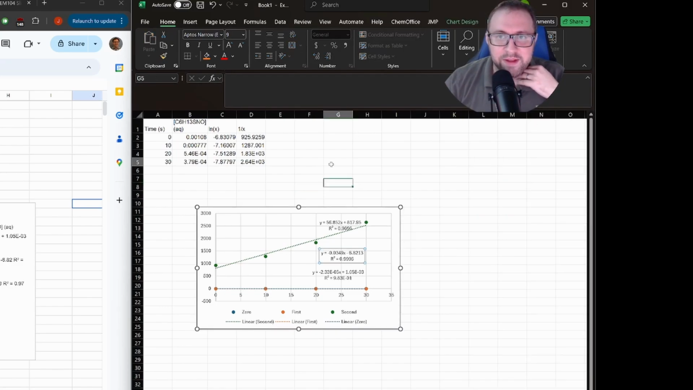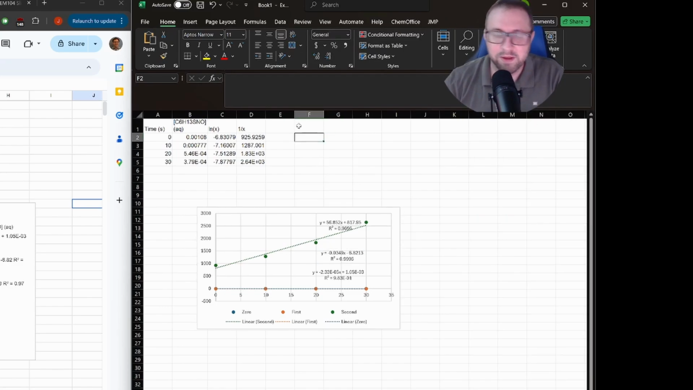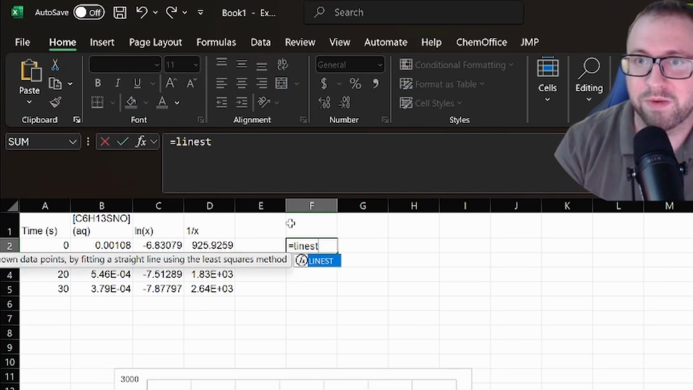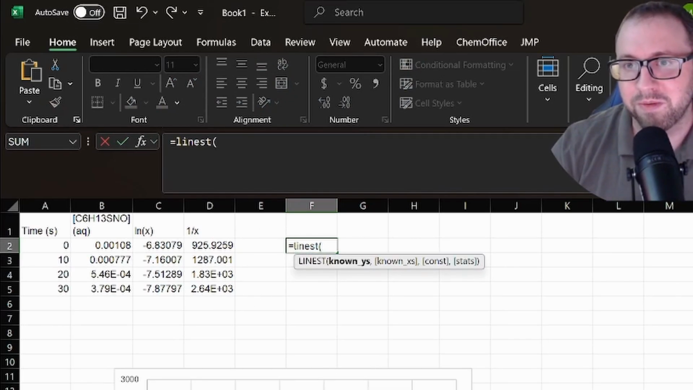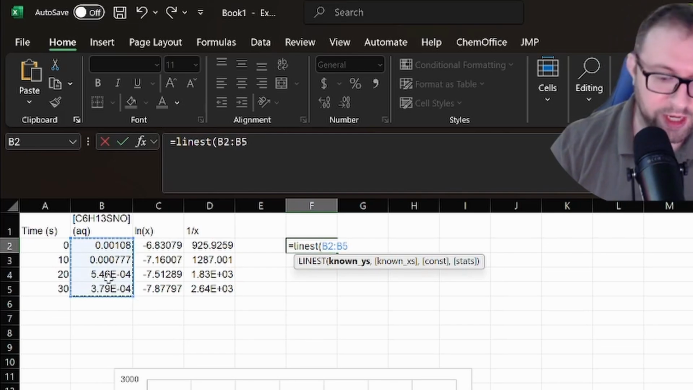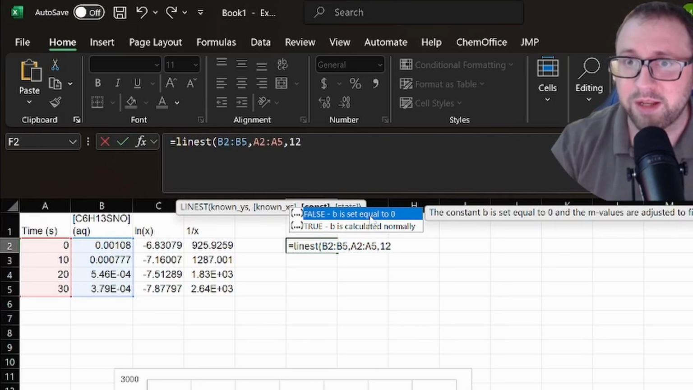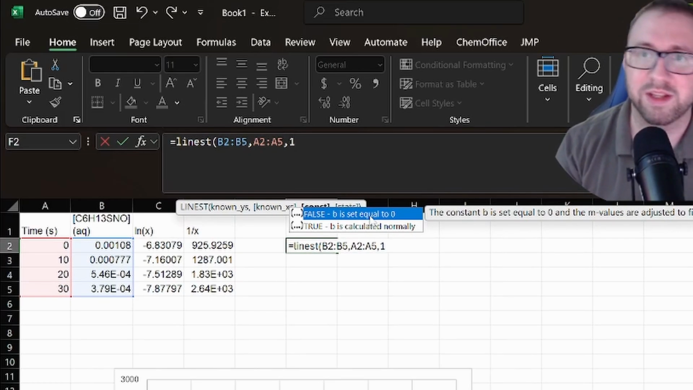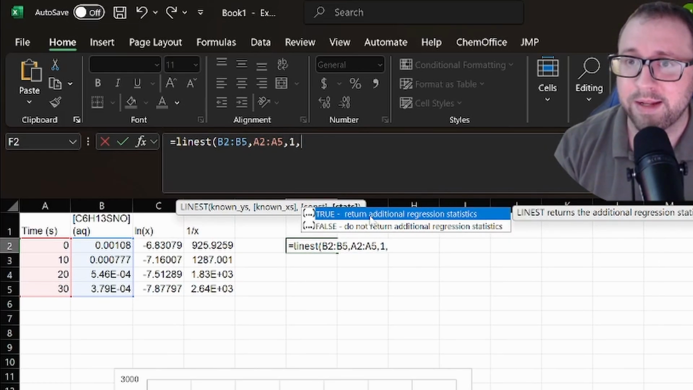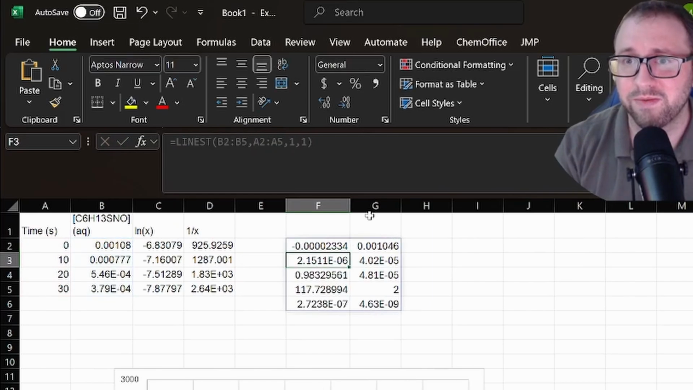All right, so now we have this data. Another way you could do this is, let's see, we could do equal LINEST. So this will do a linear regression, a linear estimate of your data. We select our y values, we select our x values. We want to calculate the b value as normal, so we're going to set that to true or 1. And I guess we can return additional regression statistics.